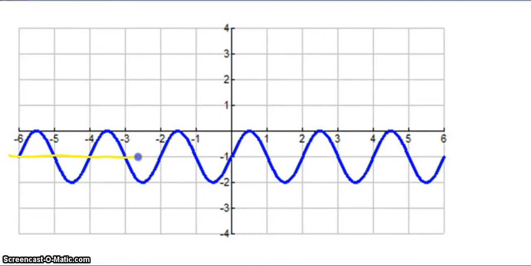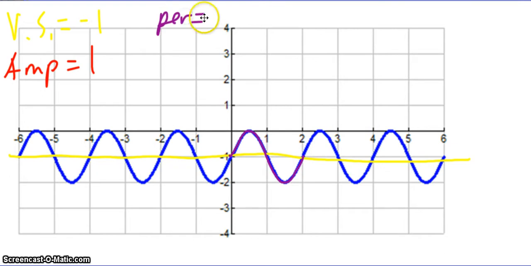We have a vertical shift of -1, an amplitude of 1. The period, so I trace out 1 period of sine, that's a distance of 2. So that tells me b has to be pi.